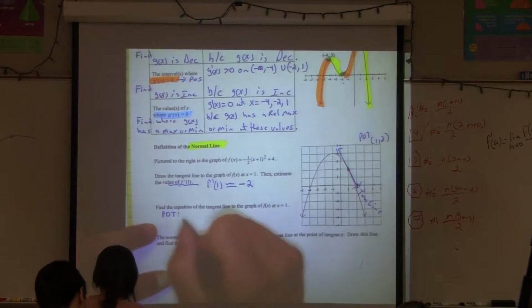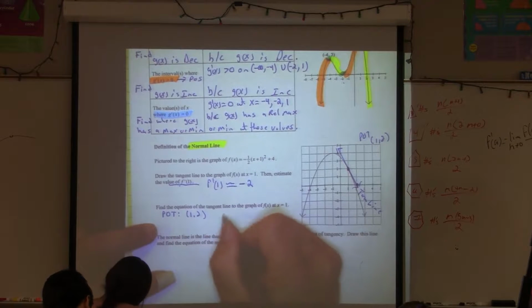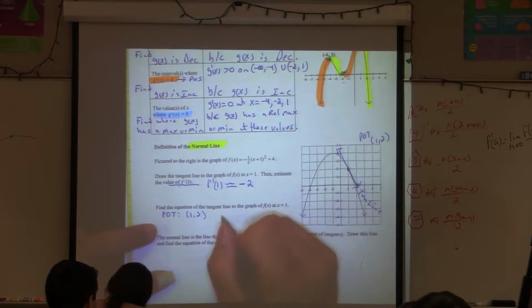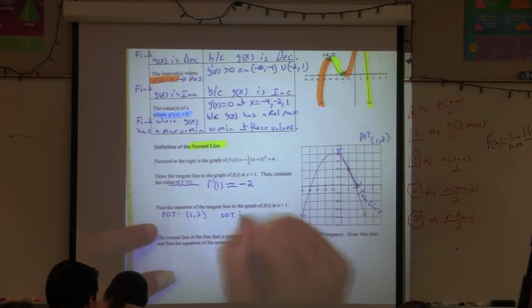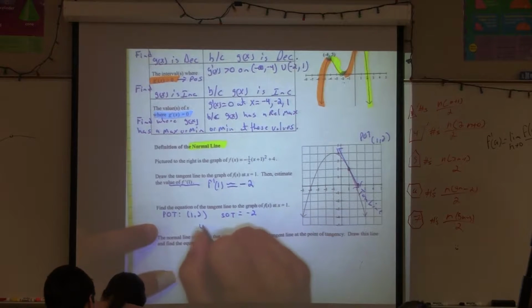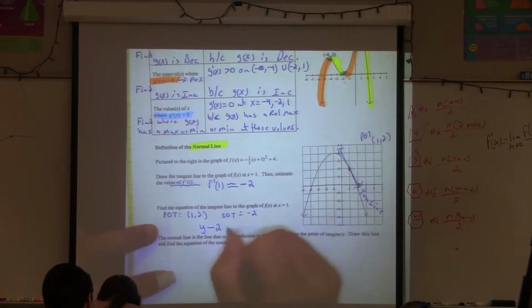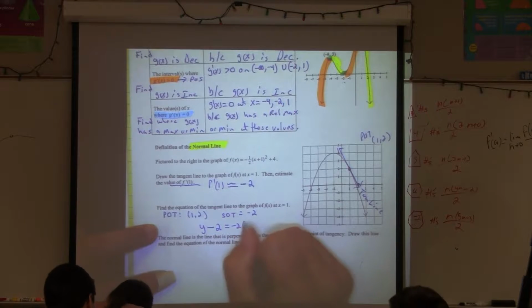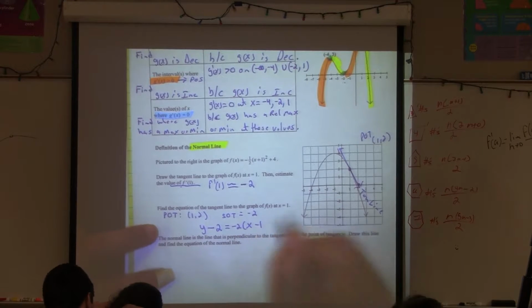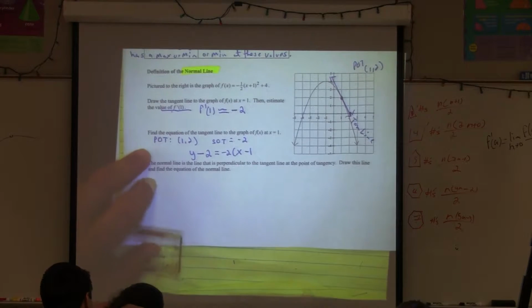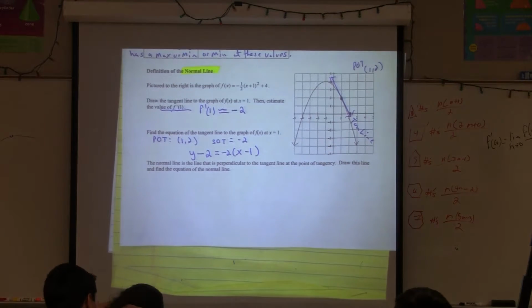What's the point of tangency? 1, 2. What's the slope that we figured out? Negative 2. Negative 2. So what's my equation? y equals negative 2 times x minus 1. Are we okay? Super easy?